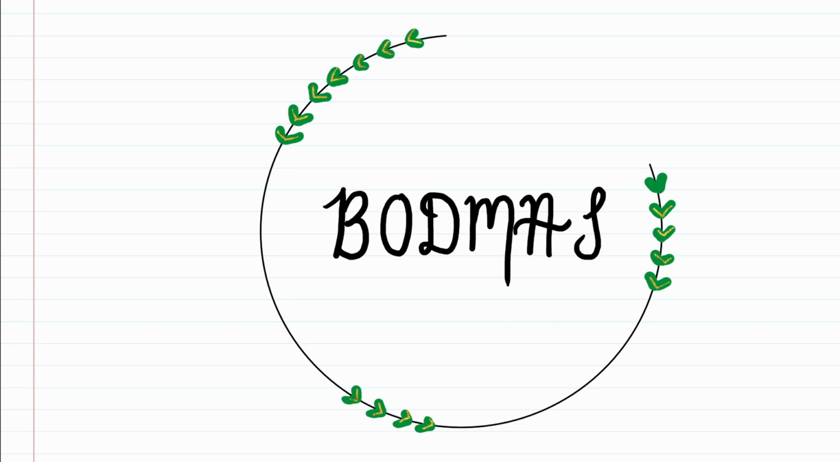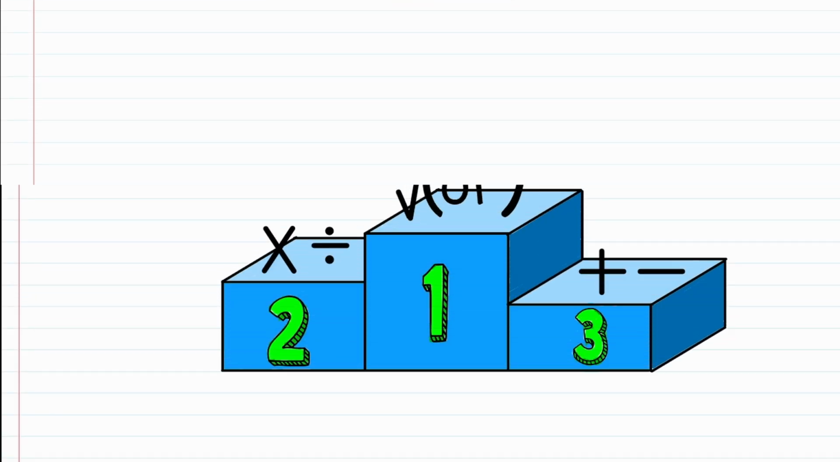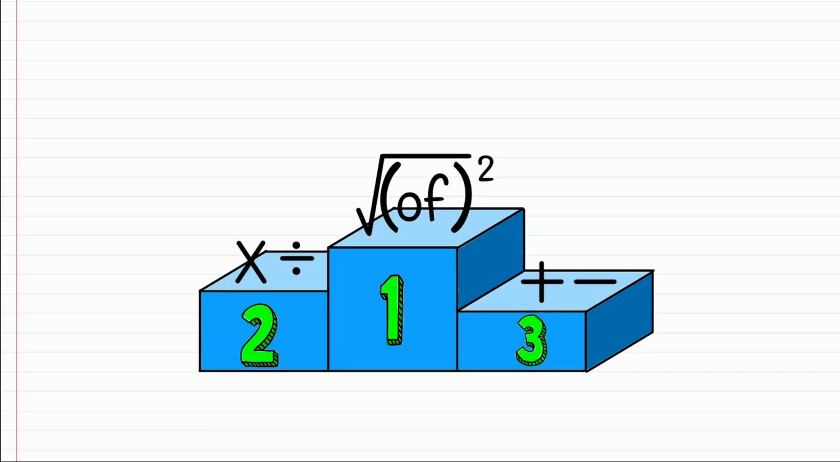To help you remember the correct order when solving a question with more than one operation, consider this winner's podium that you see at some sporting events. We have first, second, and third position, and we solve BODMAS in 3 groups, just like you see here.